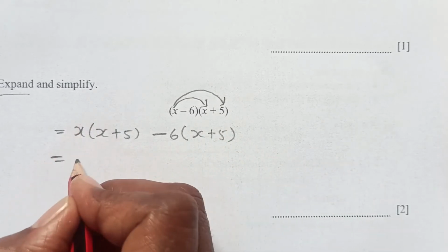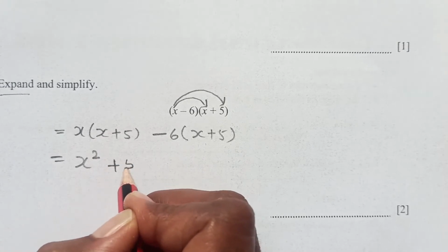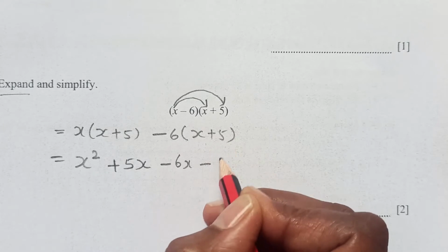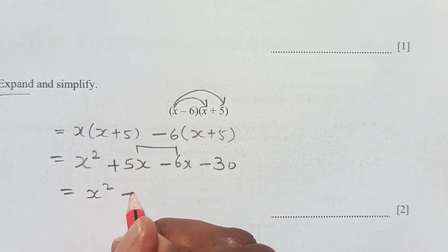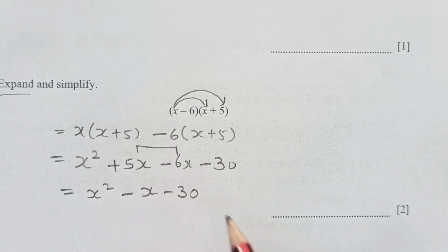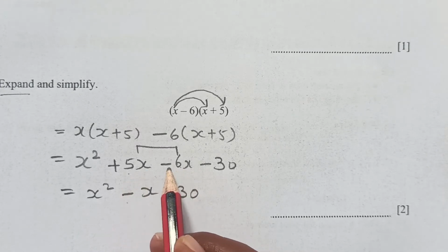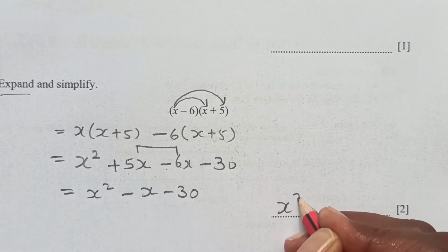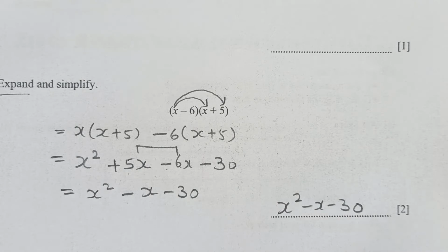So when you open the bracket, this will become x squared. X times x is x squared plus 5x, then minus 6x minus 30. Now combine the like terms. So it is x squared minus x minus 30. Now why have I taken a negative sign here? Because 6 is greater than 5 and 6 has a negative sign, so that's why we will have a negative sign. So that is going to be our answer after expanding.